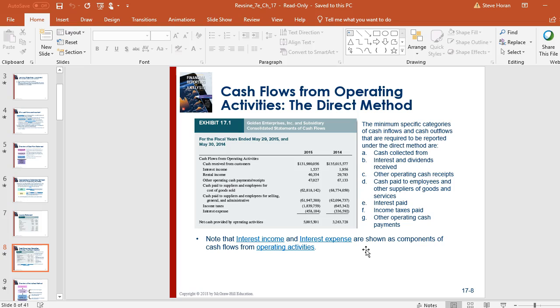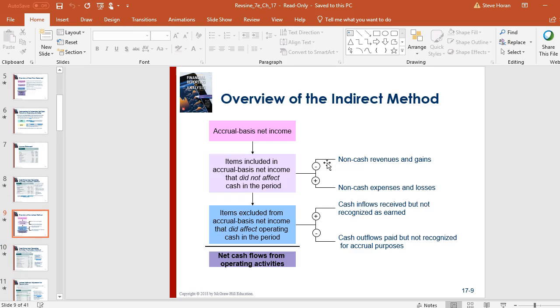And then we take the cash flow from operations. Now this is using the direct method, so it does not start out with net income. That's how you would know it's the direct method. So we're going to focus on the indirect method.